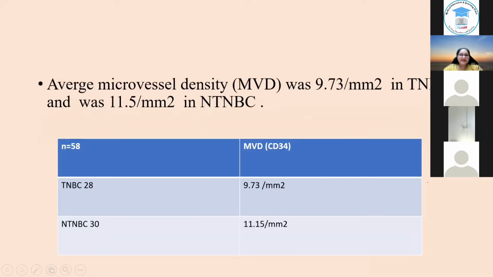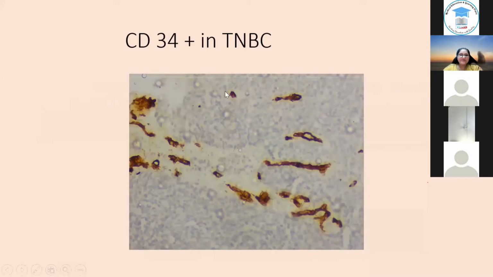Okay, so coming on to the next part of our research, we compared the microvessel density. It was 9.73 per millimeter square and 11.15 per millimeter square in TNBC and non-TNBC respectively, and it was not statistically significant. We used CD34 to find out the MVD, and these vessels are beautifully highlighted by CD34.